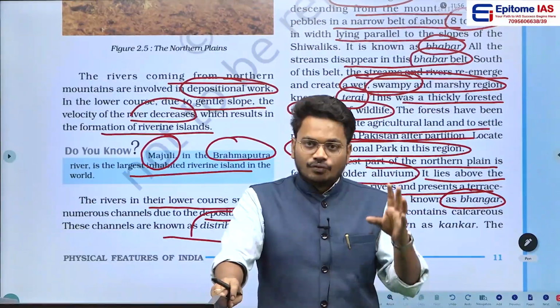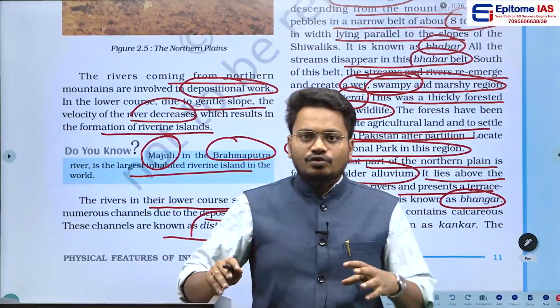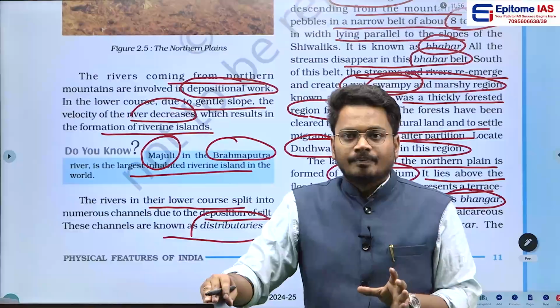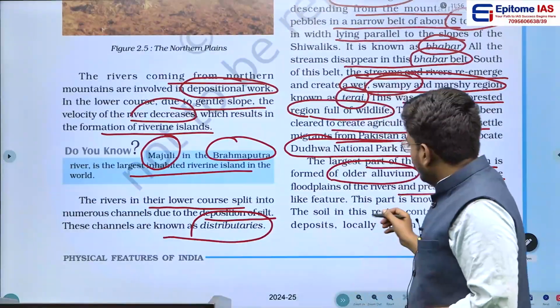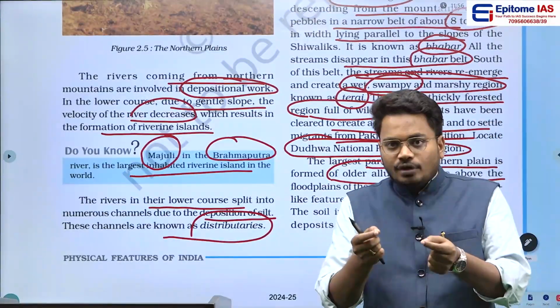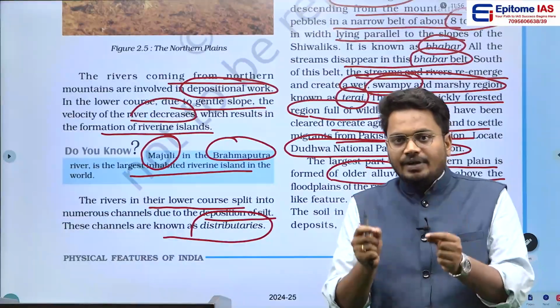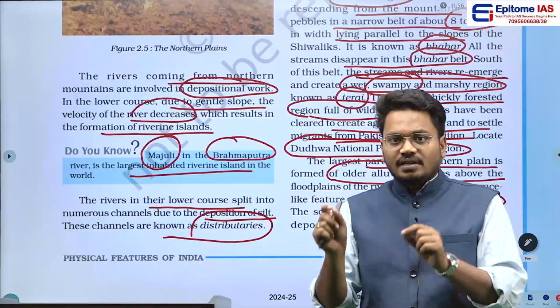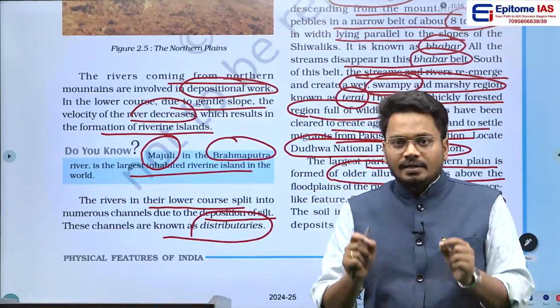Can you remember that? If you are solving the PYQs, you might see this statement in a question. Now, the point here is we understood that the majority of these northern plains have older alluvium deposits, and these older alluvium deposits are called Bhangar deposits.